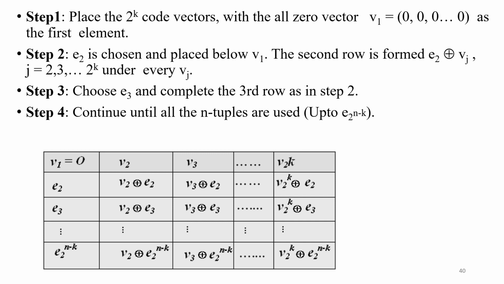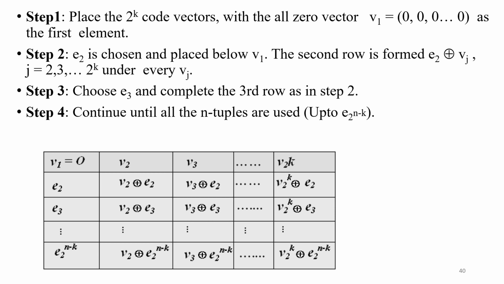Step 1. Place the 2^k code vectors with the all-zero code vector as the first element. Step 2. E2 is chosen and placed below V1. The second row is formed as E2 plus Vj. Step 3. Choose E3 and complete the third row as in step 2. Step 4. Continue until all the n-tuples are utilized, that is up to E_(2^(n-k)).